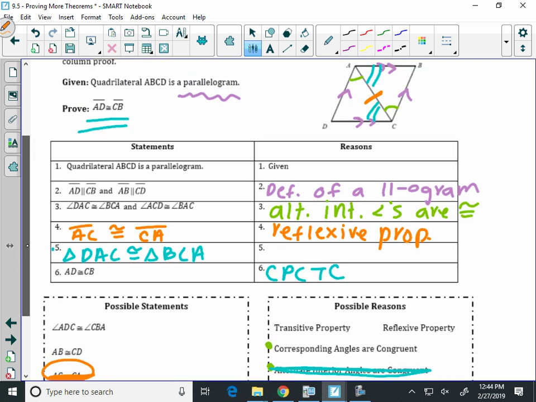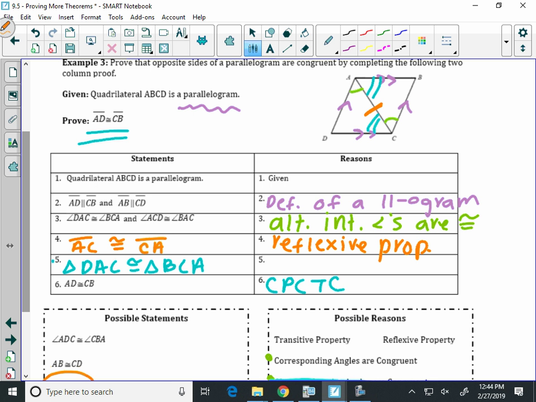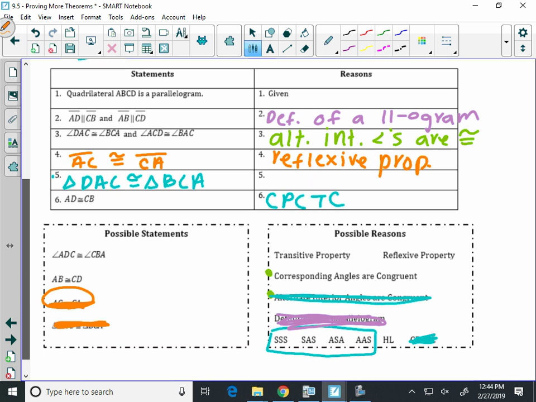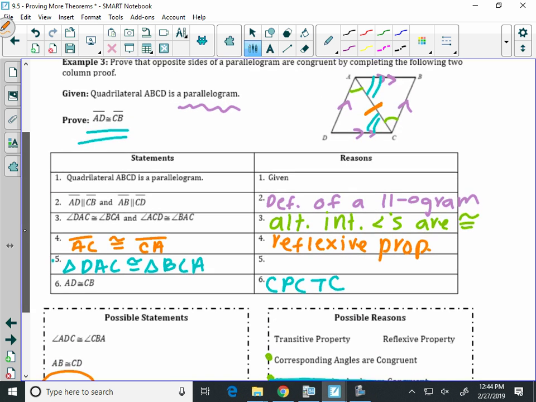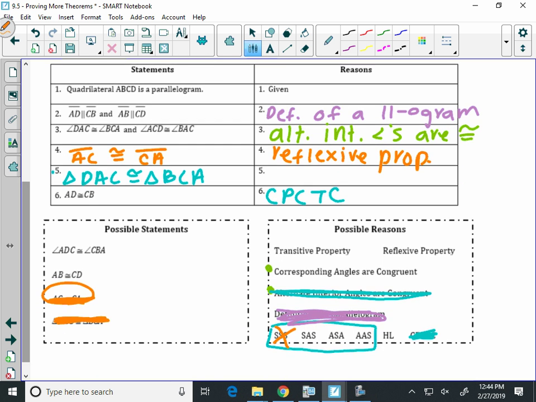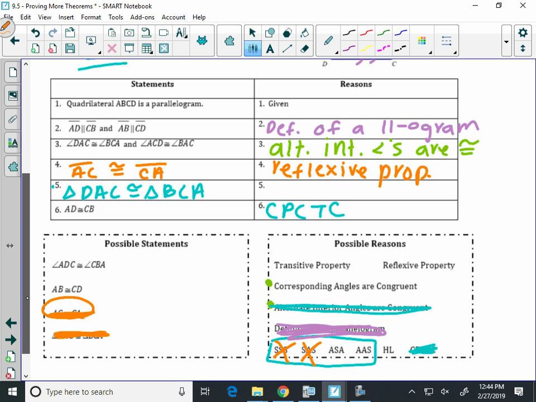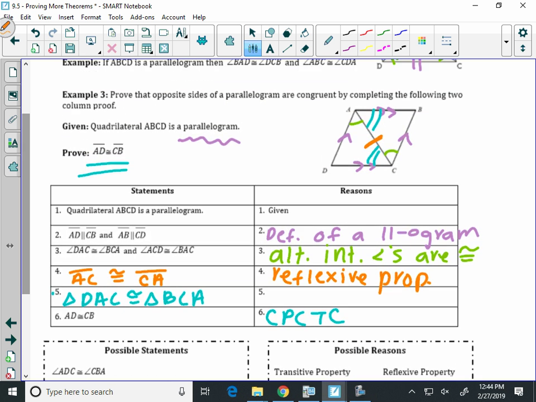So if we look at our diagram, did we mark 3 sides congruent? No. So it can't be side, side, side. Did we mark 2 sides congruent in each triangle? No, so it can't be side, angle, side. So now it's a 50-50 shot of getting the right reason. But what pattern did we follow? Did we follow angle, side, angle, or angle, angle, side? Yeah, angle, side, angle. So that's going to be our reason for number 5.